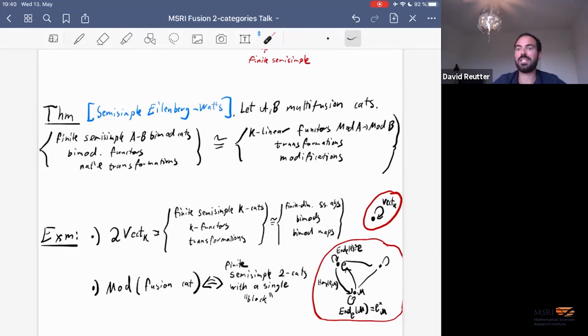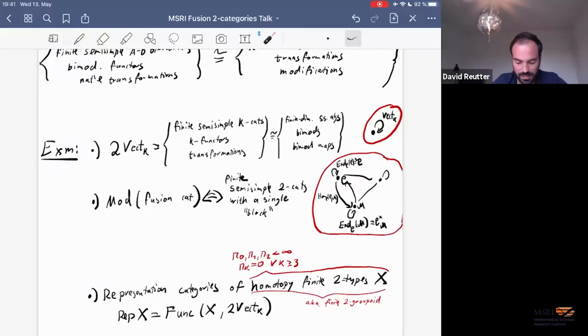Okay, but nevertheless, this perspective allows other ways of looking at these semi-simple 2 categories. Namely, I said before that the first and canonical and easiest and maybe most boring example of a fusion category, or even of a semi-simple category, is representations of a finite group. This is an example of a finite semi-simple category. So we could ask, okay, what's the corresponding thing there? And you can show that, in fact, the representation category of a finite homotopy 2-type, as defined by Mark last week, forms a semi-simple 2 category.